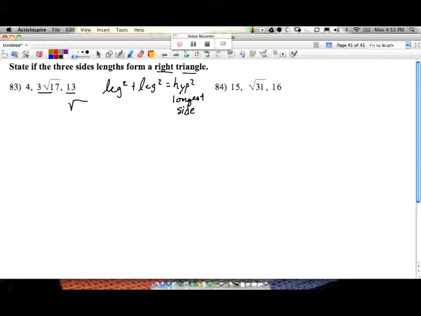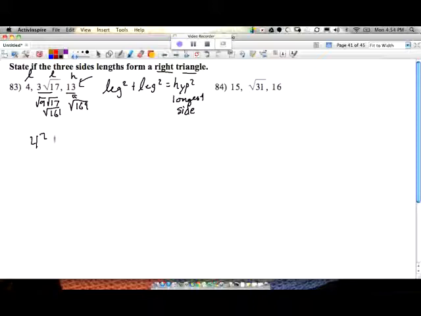I know that 13 squared is 169, so the square root of 169 is 13. And 3 root 17 is the same as square root of 9 times 17, which would be 170 minus 9, or 161. So that tells me that this 13 is slightly bigger. So my legs would be 4 and 3 root 17, and this would be my hypotenuse, 13.